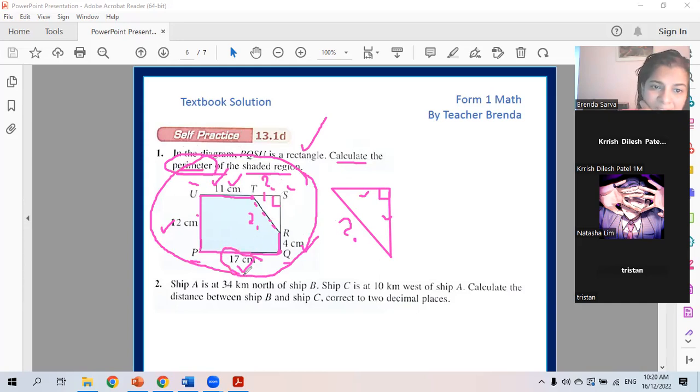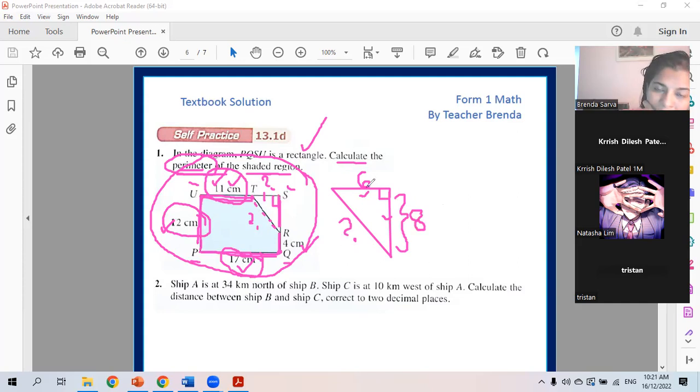Can. 17 minus 11. Can you see that? 17 minus 11, and how much is that? It's 6. How much is this side? How about this side? It's 12 minus 4, which is 8.